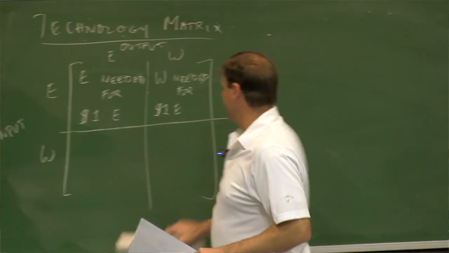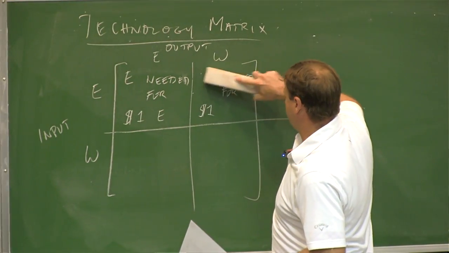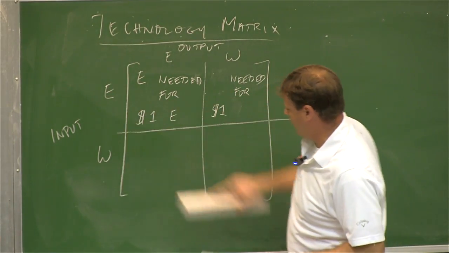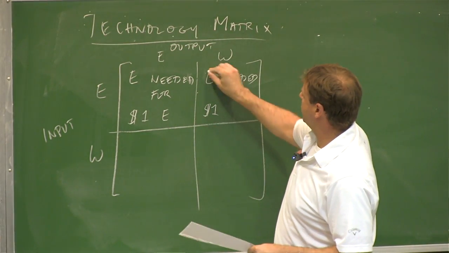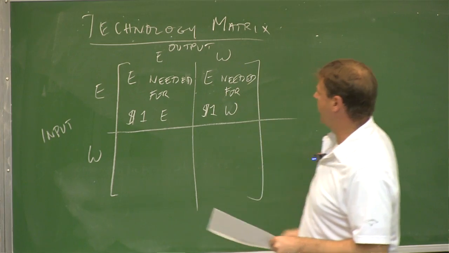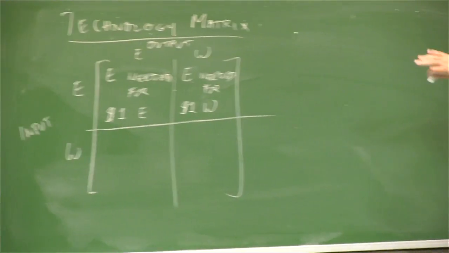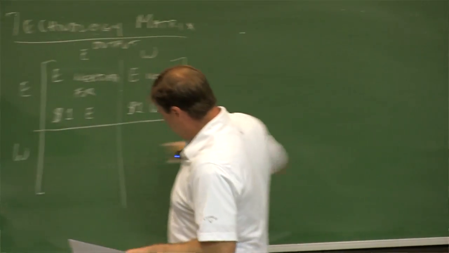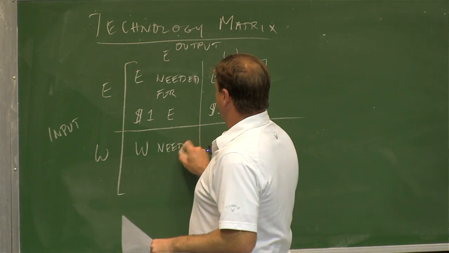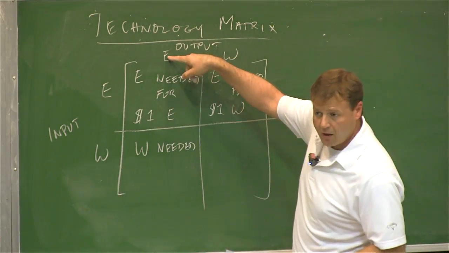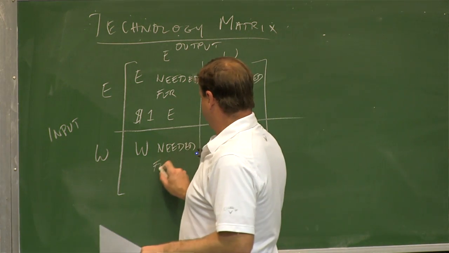Oh, excuse me. I got it. This is the input here, E. So this is the electricity needed for $1 of electricity, and this is the electricity needed for $1 of water. So the whole top row is electricity needed. And then this whole bottom row is the water needed. So this will be the water needed for what? To have $1 of output of electricity.